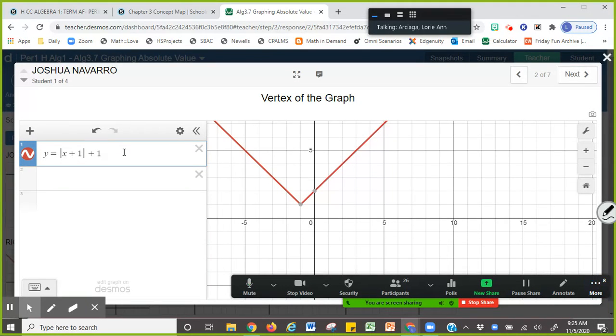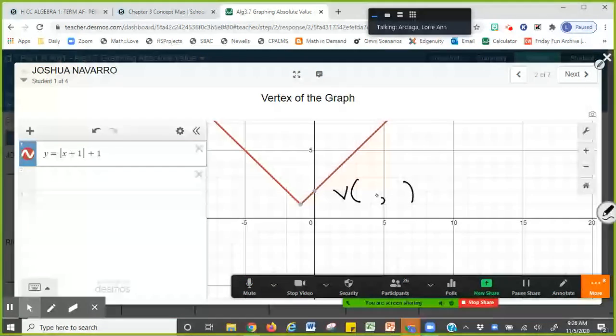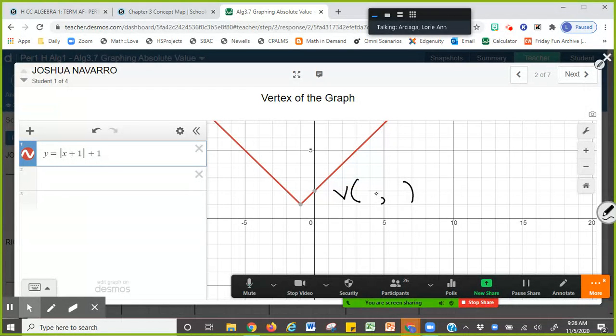Awesome. Okay. So where is now the new vertex of your graph? What are the two numbers for the vertex? It's no longer 0, 0. What are they? When you say 1 to the left, that means what? Where is the number here? What's the number right here? -1. Very good. +1. Good job. See, you discovered where the vertex is.